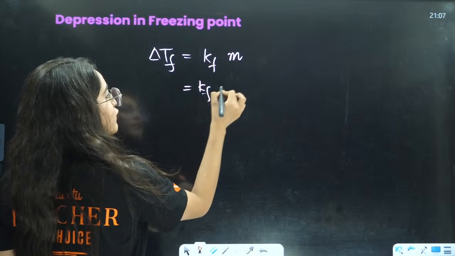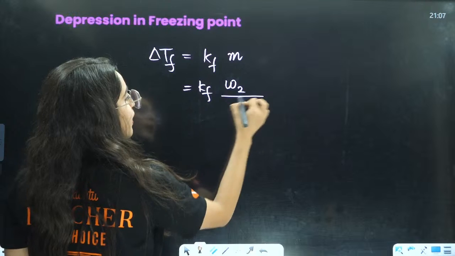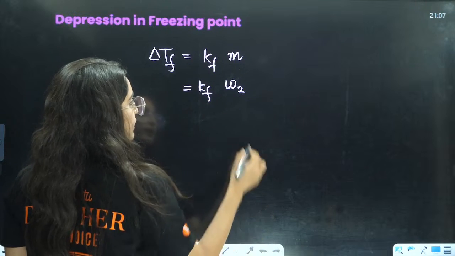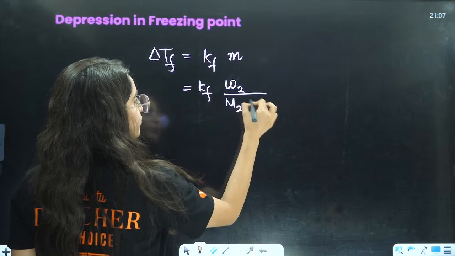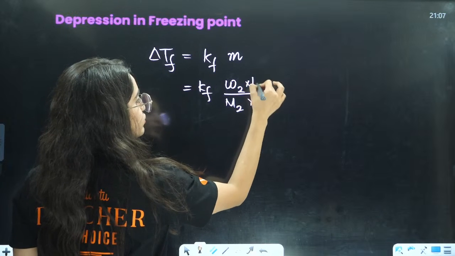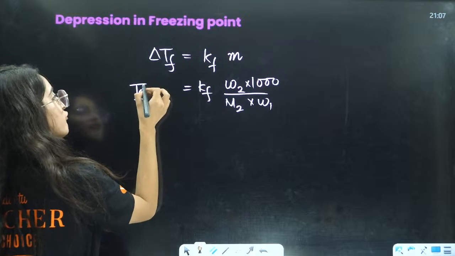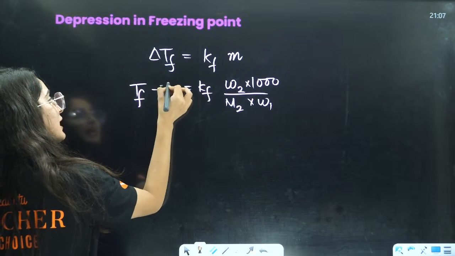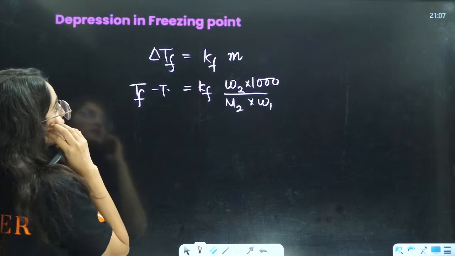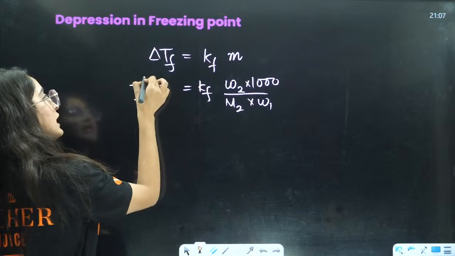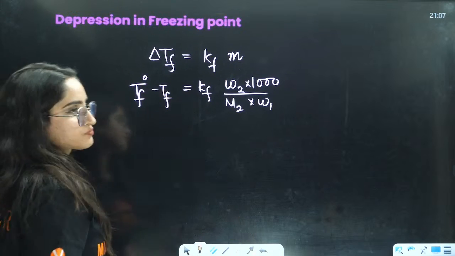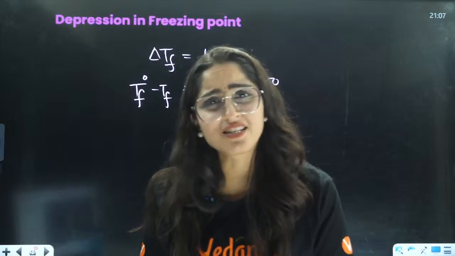So in the same way, we will put it as W2 by M2 multiplied by W1 into 1000. That is your molality. What is delta TF? TF minus TF naught, because there is depression? No. It will be TF naught minus TF. Basically, it is larger minus smaller.